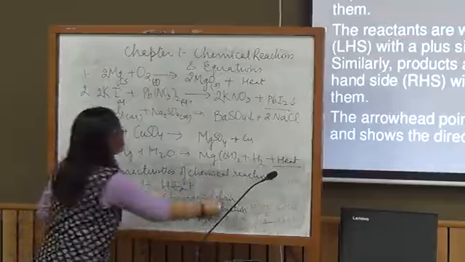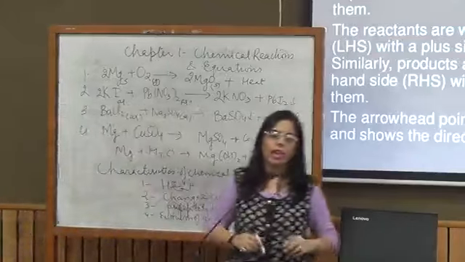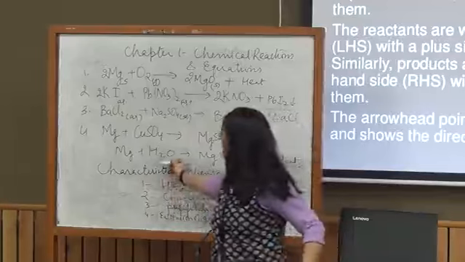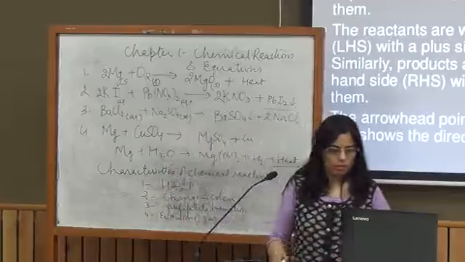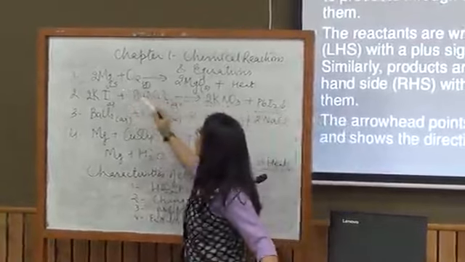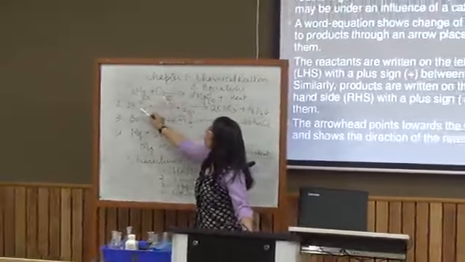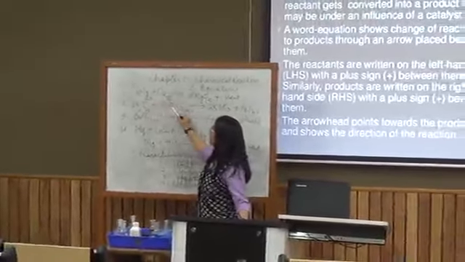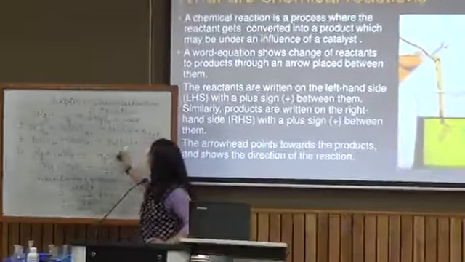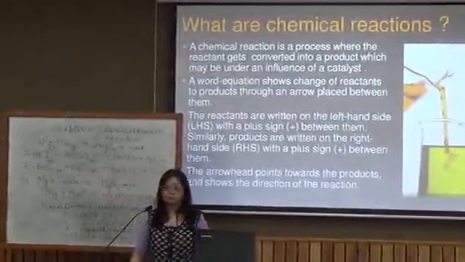So we notice certain changes which indicate that a chemical reaction has taken place, and these are known as characteristics of chemical reactions. When we use symbols and formulae, here we use a symbol of magnesium, we use the formula of oxygen, formula of potassium iodide, lead nitrate. So when we use symbols and formulae to represent the chemical reaction, then we call it a chemical equation.